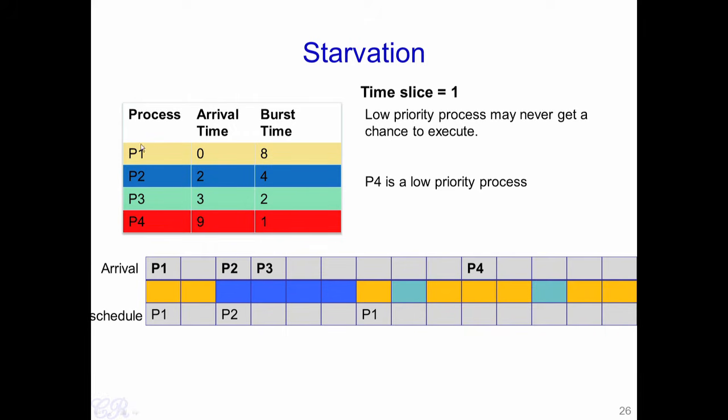So, we will take the same 4 processes P1 to P4 arriving at different times 0, 2, 3 and 9 and having different burst times 8, 4, 2 and 1. Also, let us assume that the priority of P1, P2 and P3 is higher than P4, or in other words P4 is the lowest priority process.